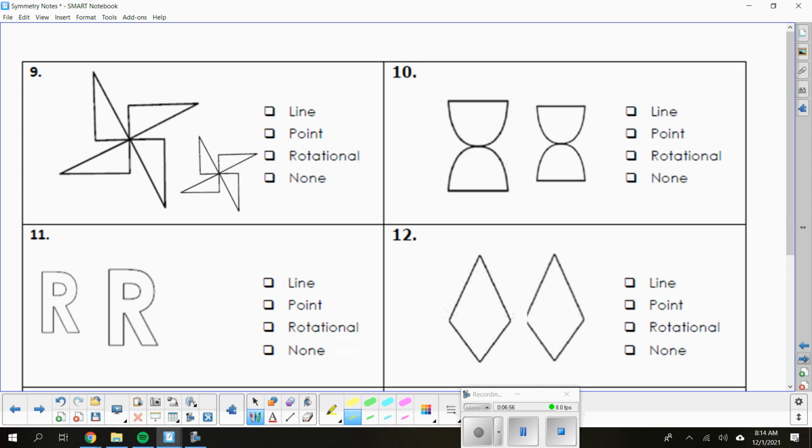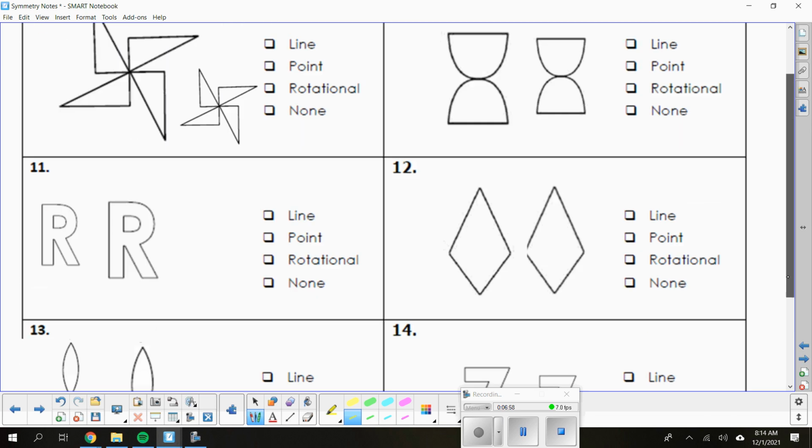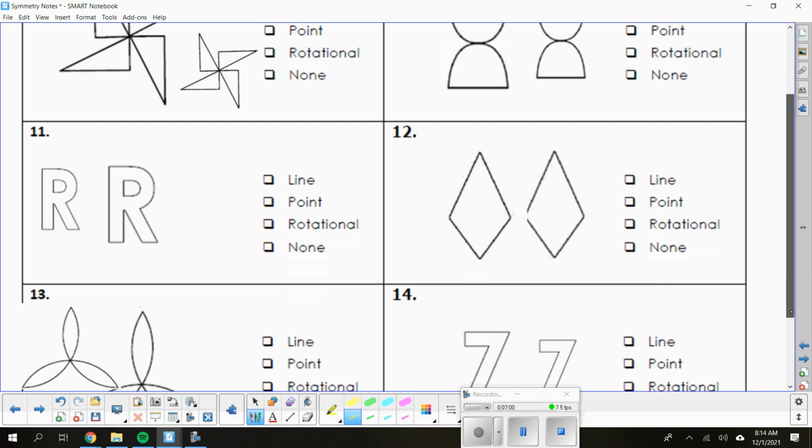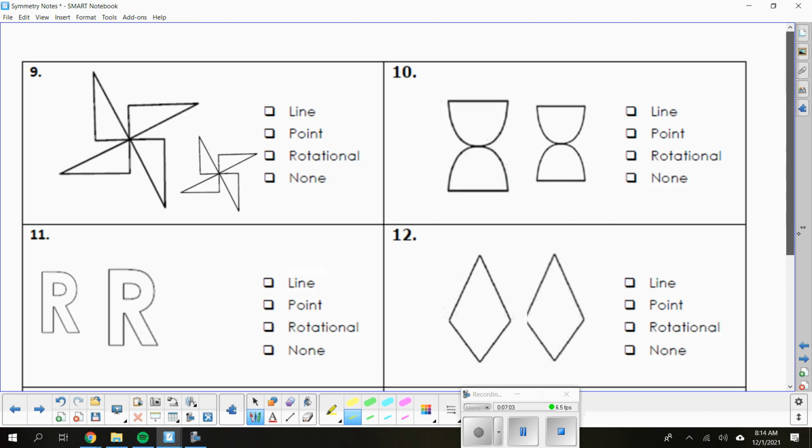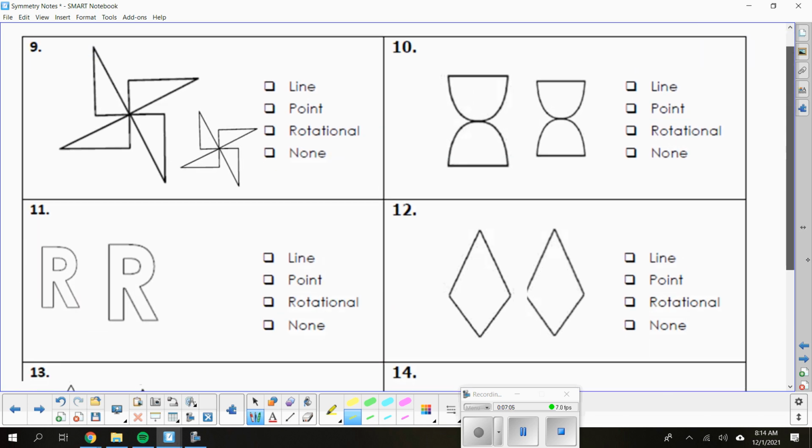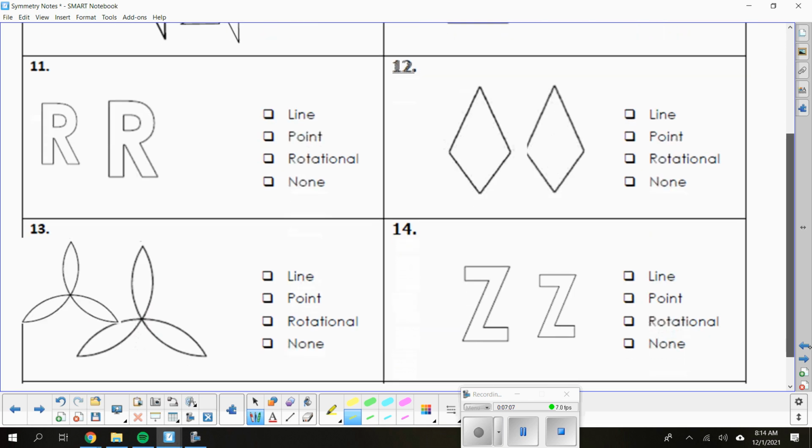Alright, I want you guys to turn the page and go ahead and pause the video and try to do these next 6, so 9 through 14. I'll put the answers up for you to check, but try to do the last 6, 9 through 14.